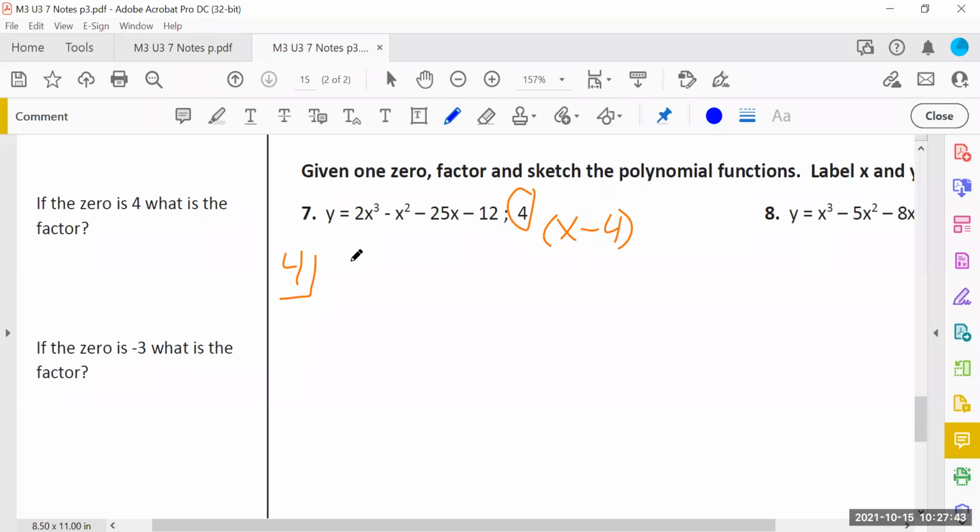Then I'm going to use the coefficients. 2. What goes next? Perfect. So everybody clear? Negative x squared, I'm going to put a negative 1 there. Negative 25, negative 12. Again, just taking each of the coefficients out of the original polynomial. Let's work this out as quickly as we can here.